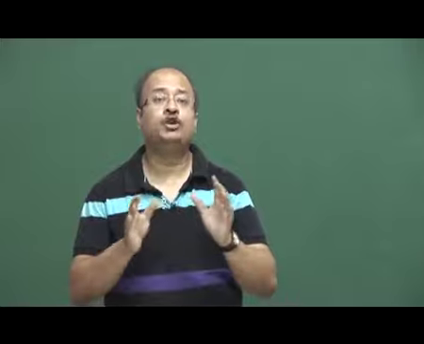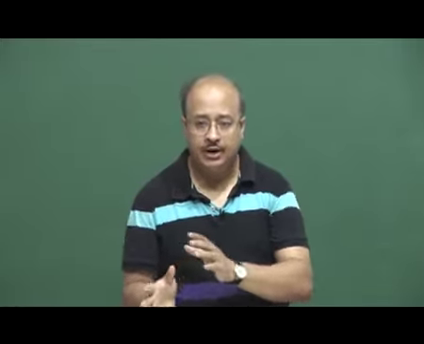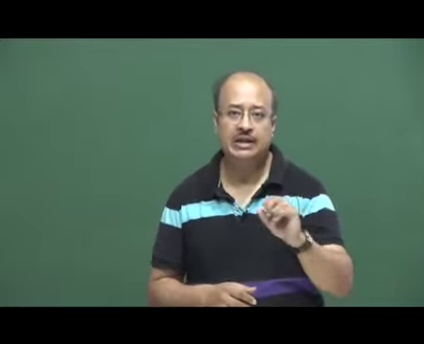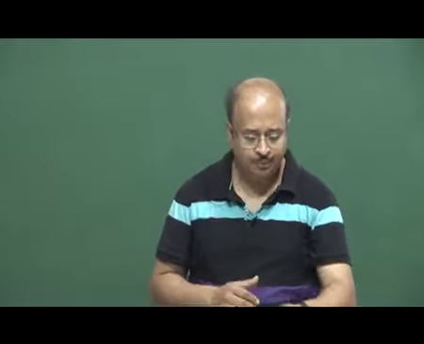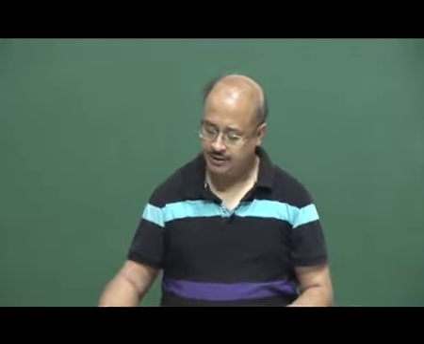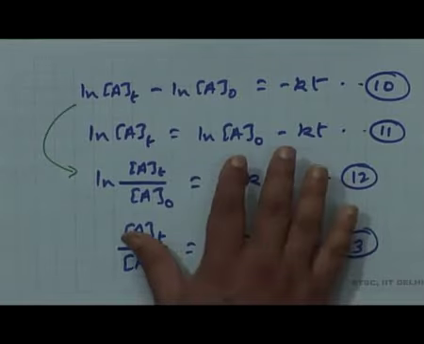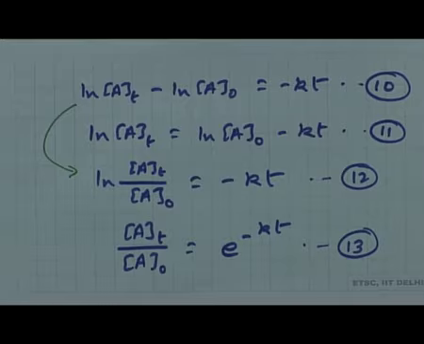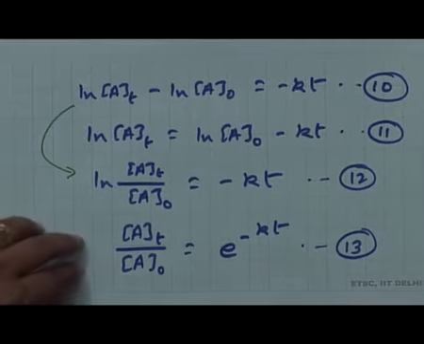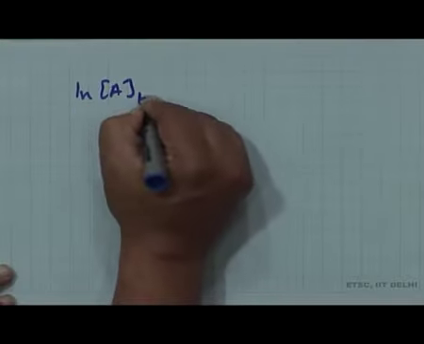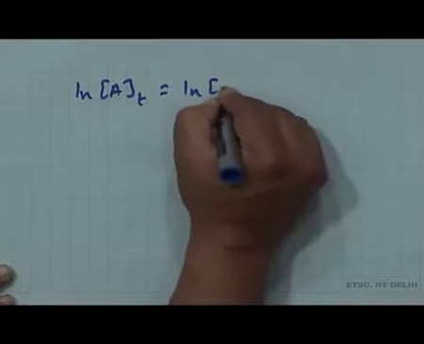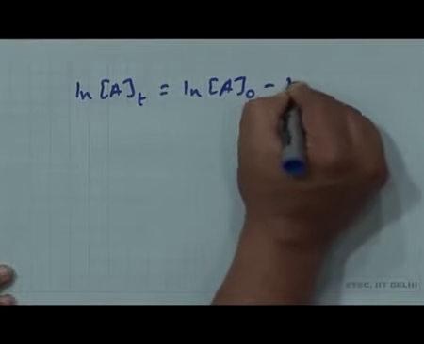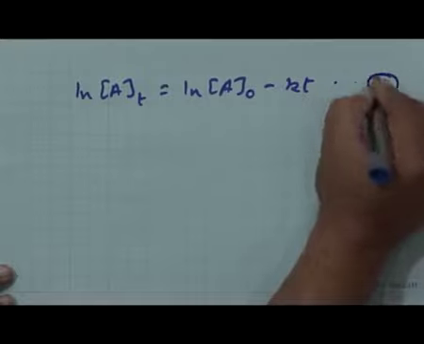Okay. Now, what can we do with this? You have seen different variations of the same equation. Now, let us take these variations one by one. So, for example, let us go back to the variation which we said was equation number 11. Let us write this one down again. Remember, we are still talking about a first order reaction: ln A t equals ln A naught minus k t. So, this was our equation number 11.